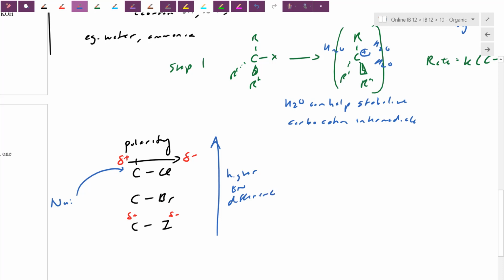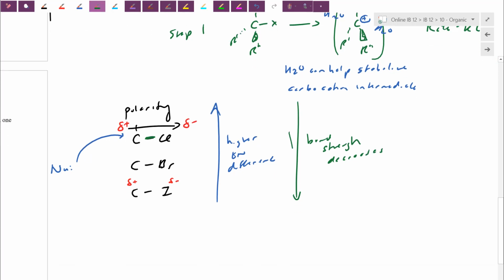However, we also need to consider the bond strength here. This bond here has to up and leave. The chlorine has to actually leave here. Turns out, if you look at bond enthalpy values, the bond strength actually decreases going down this way. Experimentally, these are two competing things. On the one hand, I want it more polar, so the nucleophile wants to attack it, but unfortunately this bond here is stronger than the C-I bond. Turns out experimentally the bond strength feature is more important.